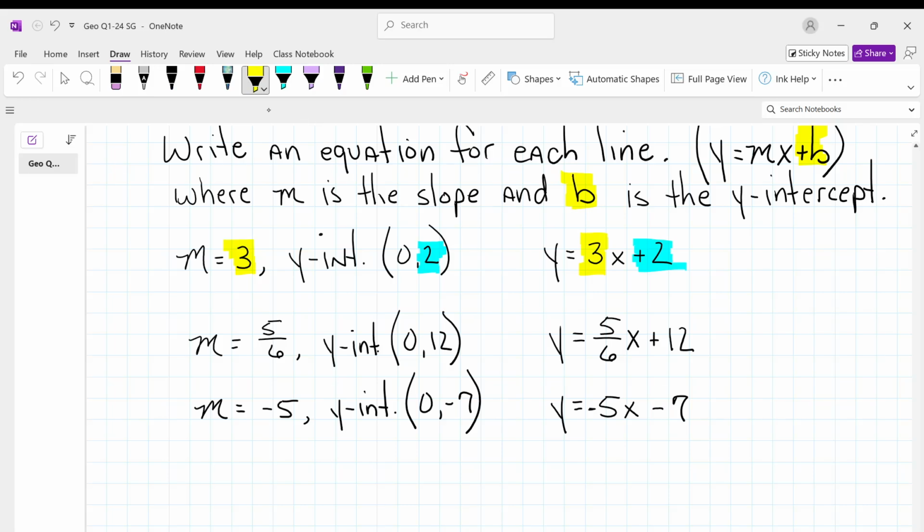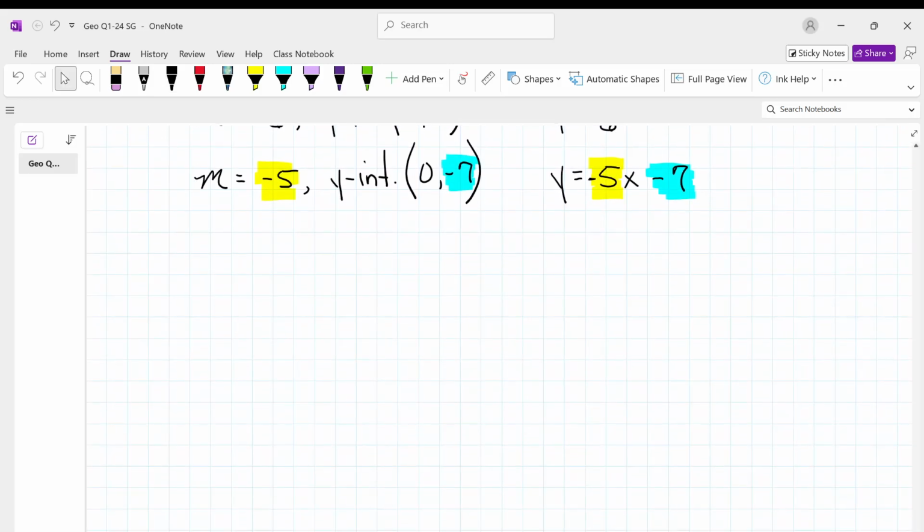All right, so again, your m is your slope. Whatever your slope is goes between the equal sign and the x. Y-intercept, if you're given the y-intercept as a coordinate, then your y value is your y-intercept. Okay, and then the third part of your assignment today, you're going to be asked to write each equation in slope-intercept form.